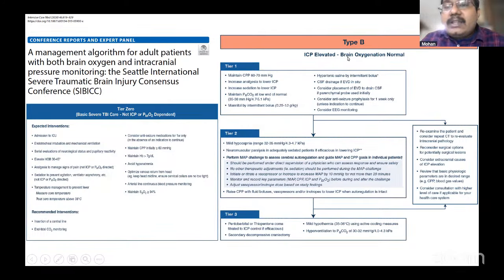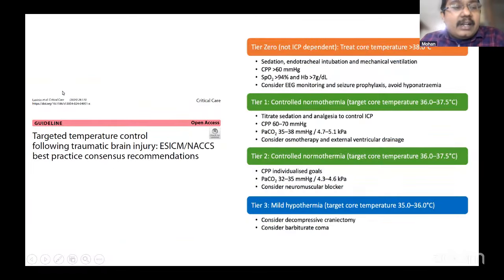Whereas in type B, where ICP is elevated, in tier 3, when ICP is very high, you need to induce mild hypothermia, which is 35 to 36 degrees using active cooling measures. This is CBIC guidelines.